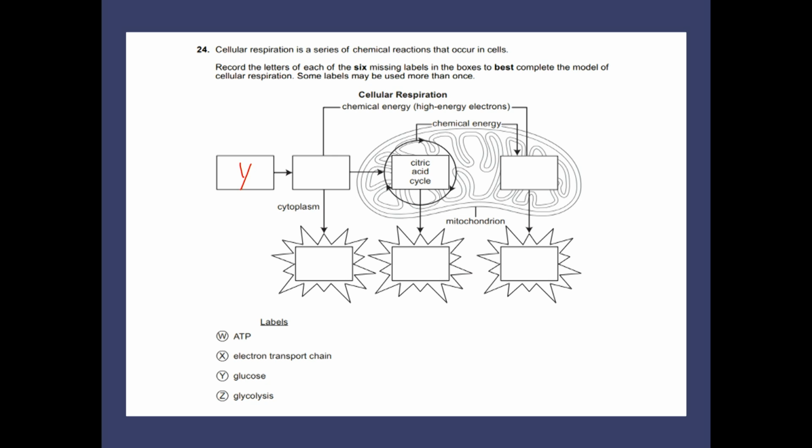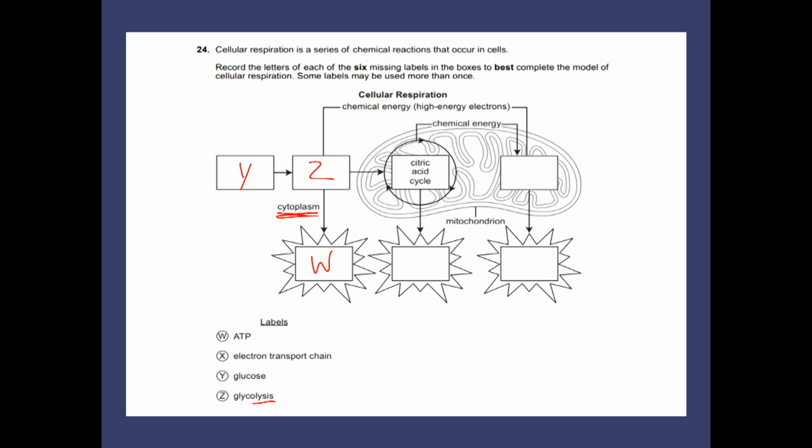Okay, now what I want us to realize is we're out in the cytoplasm, and that is going to be a hint to us as to what this next process is. We're going to break this glucose down. Well, when we break glucose down, that's called glycolysis, right? Lysis means to split, and so we're splitting glucose. That happens in the cytoplasm. When we complete glycolysis, it makes a little bit of ATP. So that little box down there is going to be ATP.